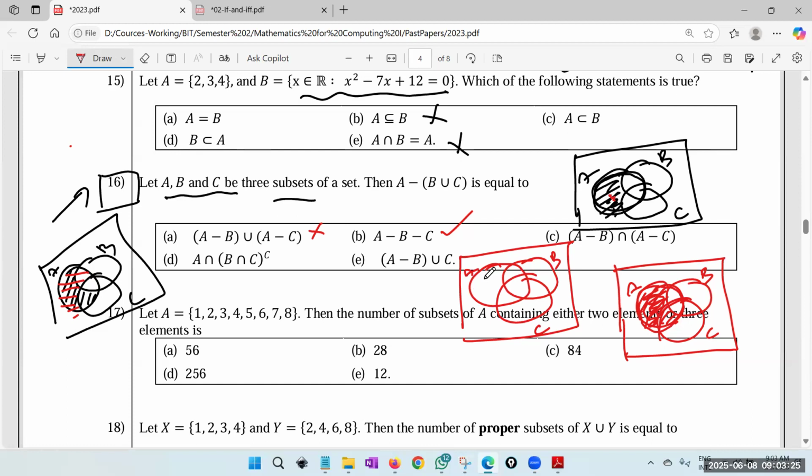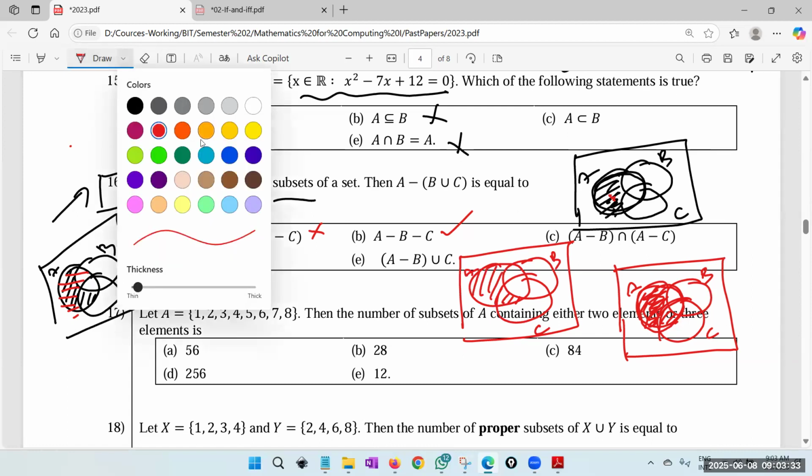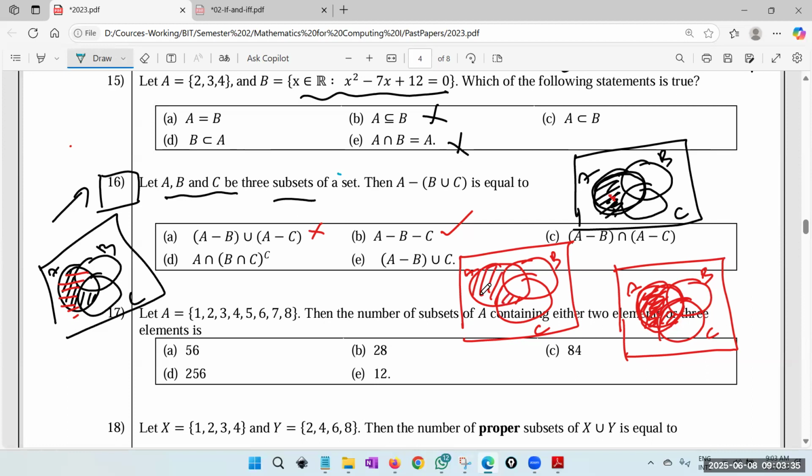A minus B. Belong to A but not belong to B. That one. Intersection A minus C. From A, you want to get rid of C. Right? Get rid of C. That is this. Then you need to take intersection. So intersection is only here. That is correct, right? Intersection is here. So therefore, this is also correct.